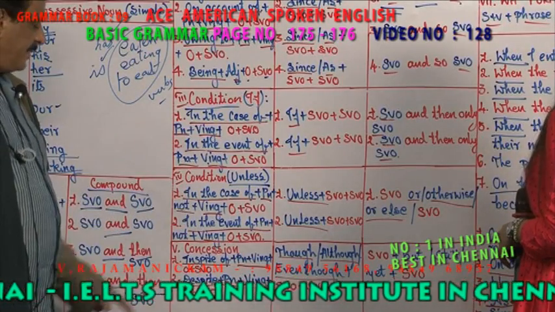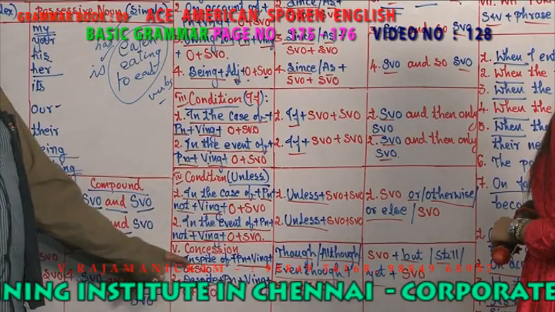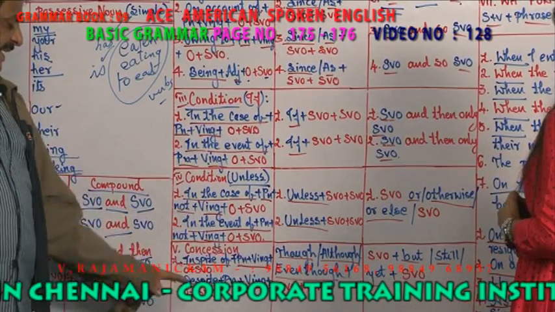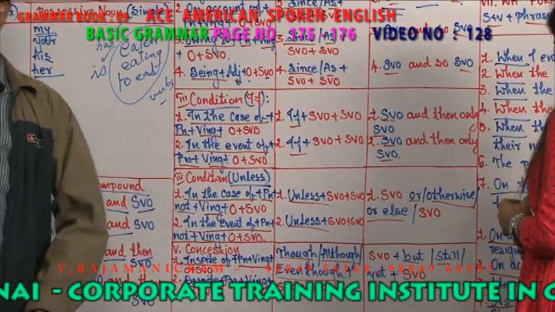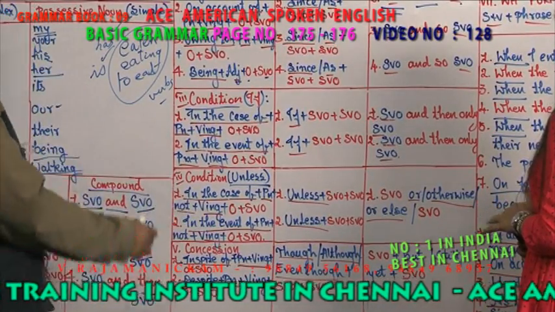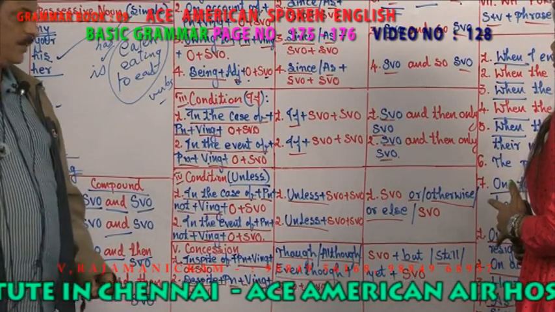In the event, same thing. Concession: in spite of. Can you form in spite of him not studying, in spite of him studying hard, he was not able to get good marks. In spite of him studying, in spite of his hard work, he is not able to get good marks.